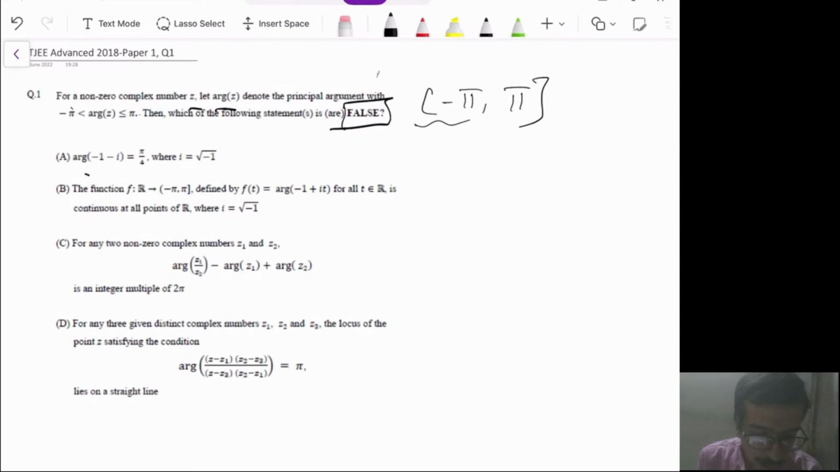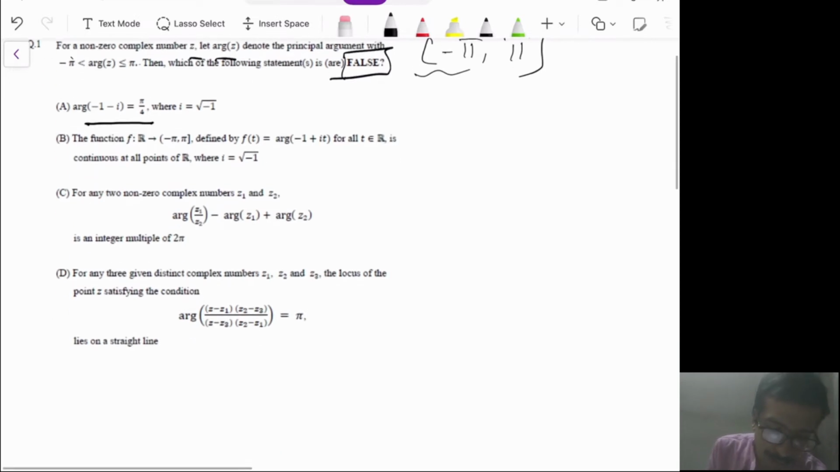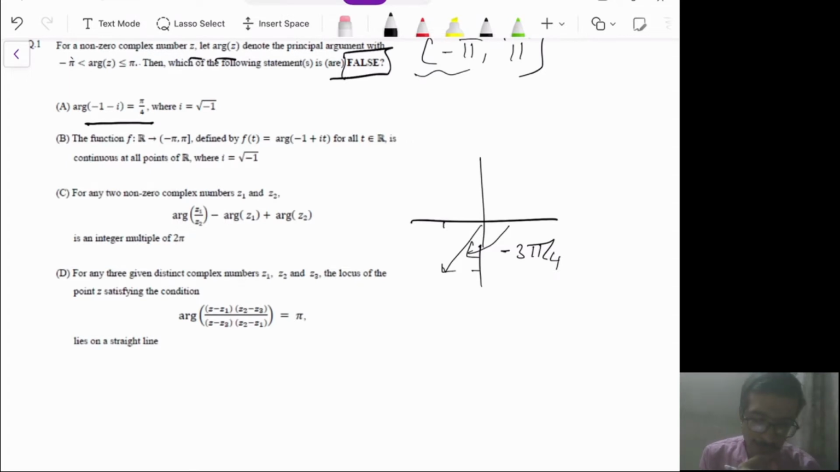So here it says argument of minus 1 minus iota is pi over 4. So minus 1 minus iota is going to lie somewhere here, right? And the argument is going to be how much? So this is going to be minus 3 pi by 4. It's in clockwise orientation with respect to the positive axis, so it's definitely not pi by 4. So this is false, so we'll select this. Next it says the function f from reals to minus pi to pi given by f of t is argument of minus 1 plus iota t. This is a continuous function.